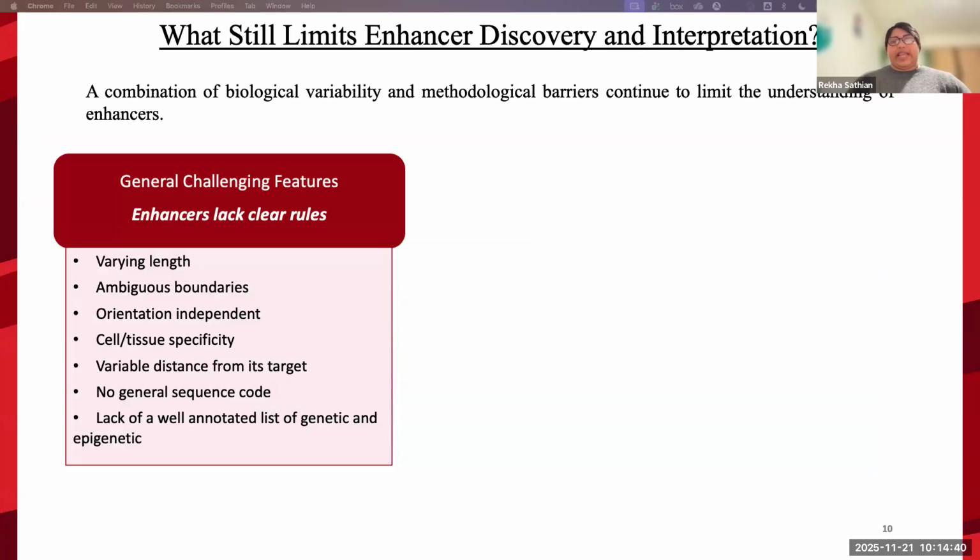Now, when we think about why enhancer discovery is still such a difficult problem, it really comes down to two major limitations: the complexity of enhancer biology and the constraints of the experimental methods we use to study them. When we focus on the general challenging features, we see that enhancers have several intrinsic features that prevent us from defining them cleanly. They vary widely in length and often have ambiguous boundaries. They can function in either orientation and are highly context dependent. Their distance to target genes varies, spanning from a few kilobases to megabases, making it hard to predict enhancer-gene relationships.